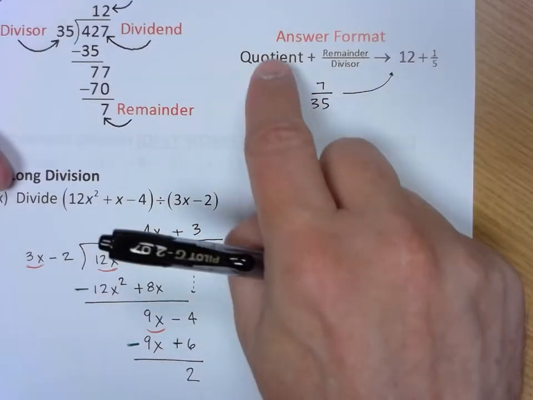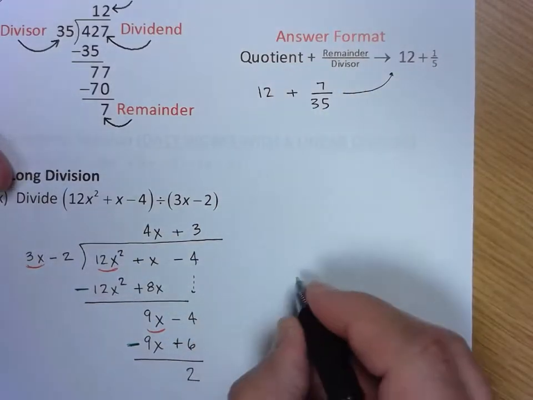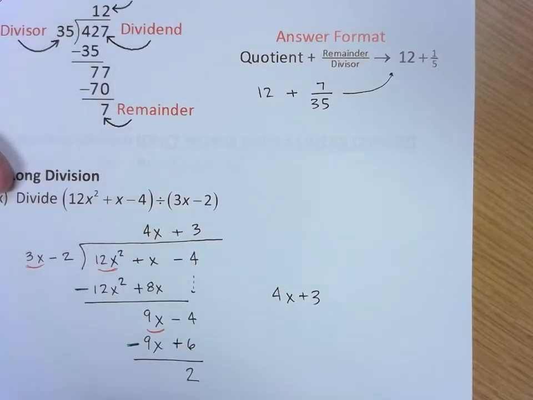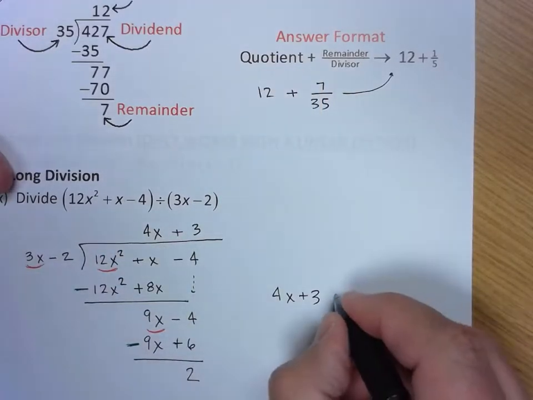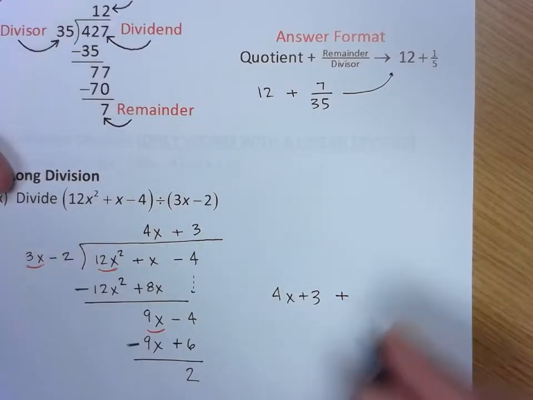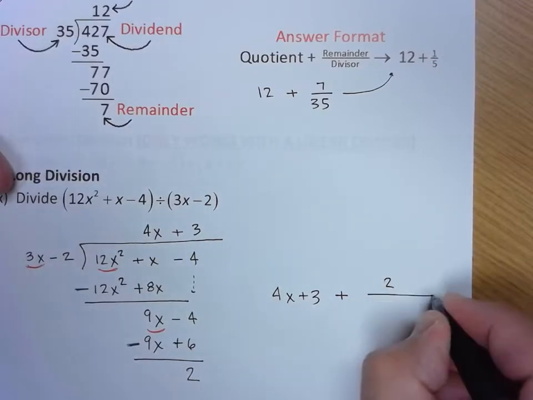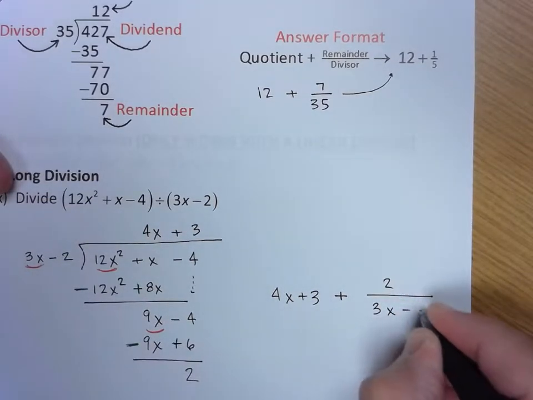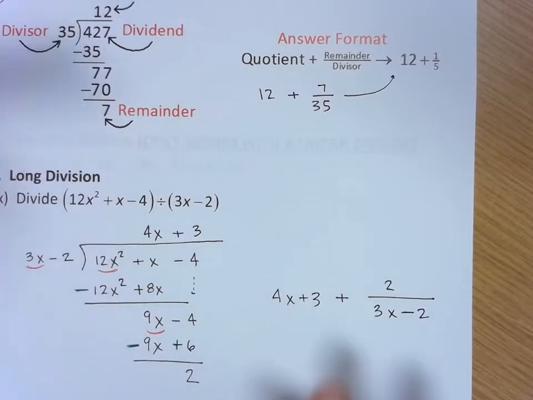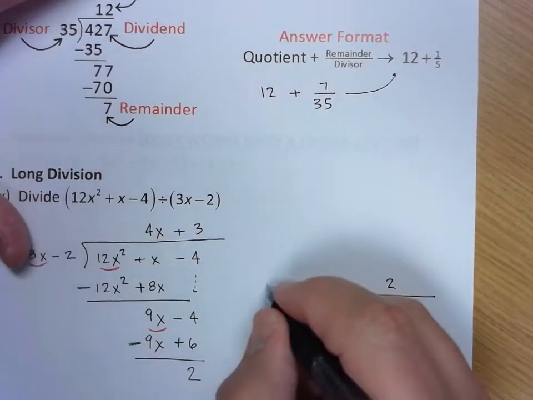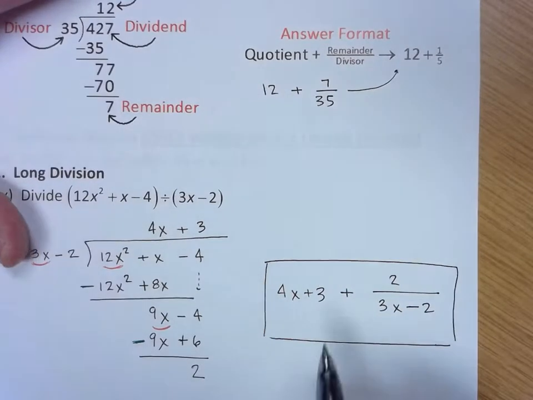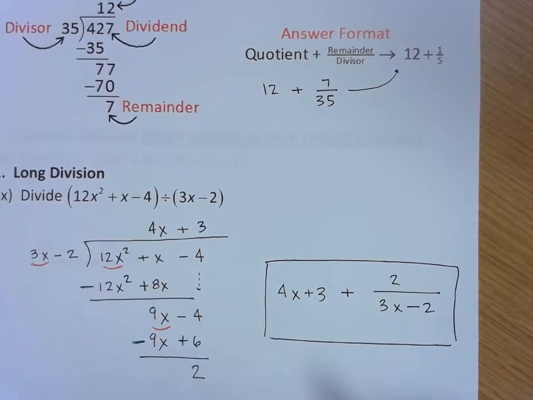The answer should be quotient. So the quotient is 4x plus 3 from the top of your division bar plus remainder over original divisor, 3x minus 2. And you've achieved the goal of the problem. You've done the division, the long division of those two polynomials, and that's what the division turns out to give you. It gives you a linear polynomial with this rational expression.